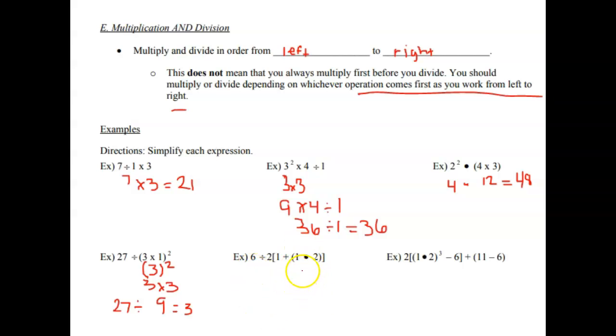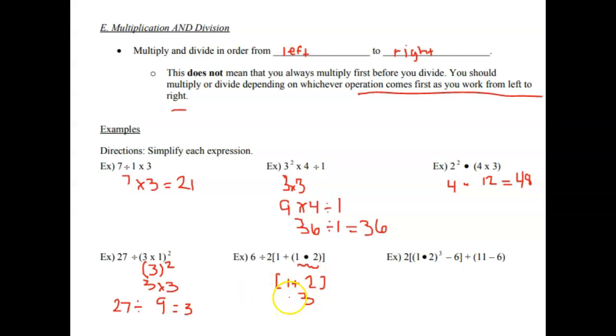Remember, we work in the innermost parentheses and work our way out. So I'm going to start here with this 2 times 1. 2 times 1 is 2. Then I'll add 1. All right. So I end up with a 2 plus 1, which is 3.